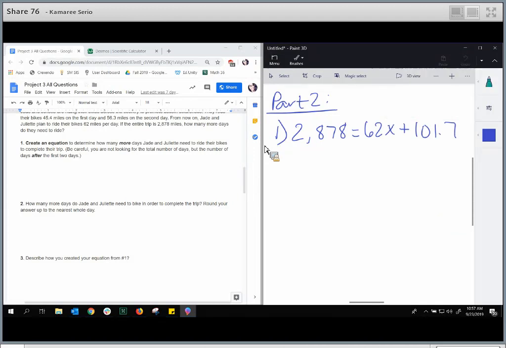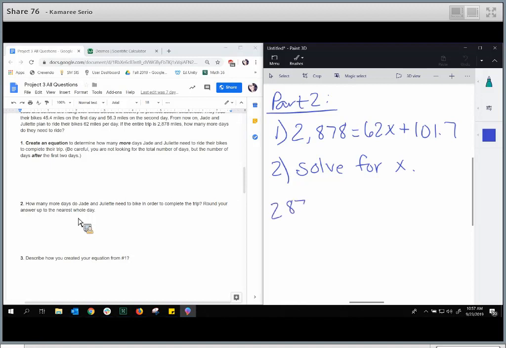Looking at number 2, it's asking how many more days do Jade and Juliet need to bike in order to complete their trip? Round your answer up to the nearest whole day. So number 2 is asking us to take this equation we have and solve for x. Remember, when you're solving equations, you do inverse operations, which is the opposite of the math that is happening.